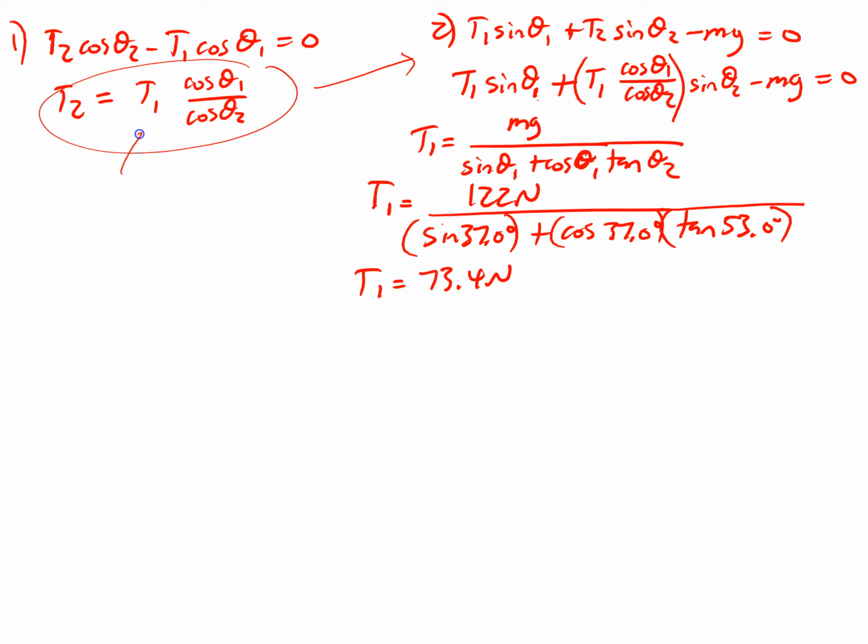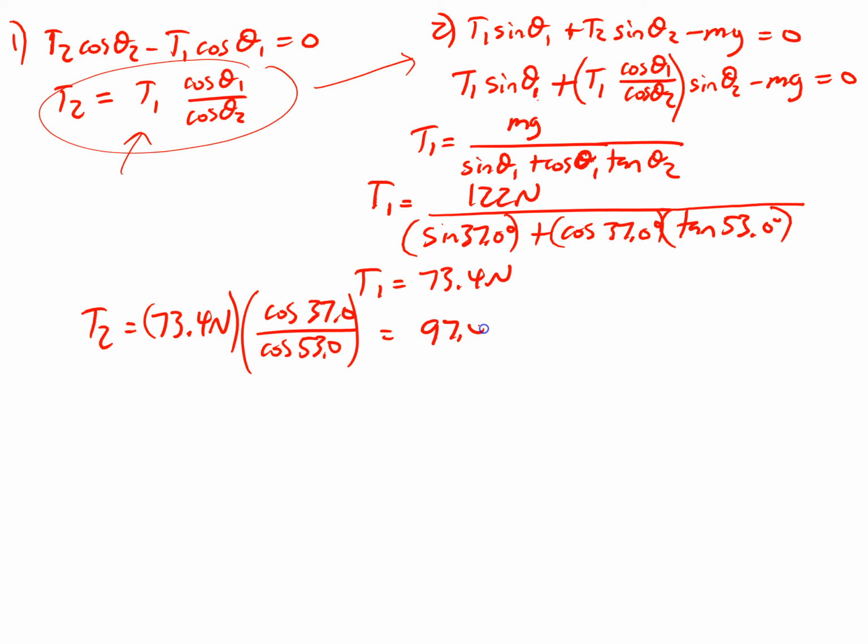Probably this equation right here would be a good place to go. So take this and plug that in. So T2 is going to be 73.4 newtons times the cosine of theta 1, which is 37 degrees, divided by the cosine of theta 2, which is 53 degrees. Okay. And this all equals 97.4 newtons. And that's T2. So let's go ahead and look at our tensions.